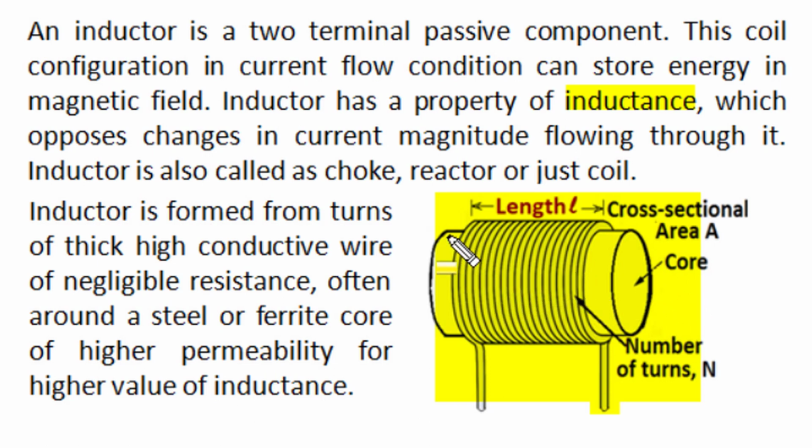In our practice, an inductor is also called a choke, reactor, or just a coil. An inductor is formed from several turns of thick, high conductive wire, and often these turns are wound around a high permeable ferromagnetic core. For higher frequency operation we use a ferrite core, and for normal power frequencies we may use silicon steel, and the high permeability of the core will increase the inductance property of this coil configuration.